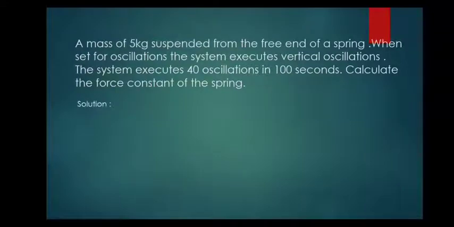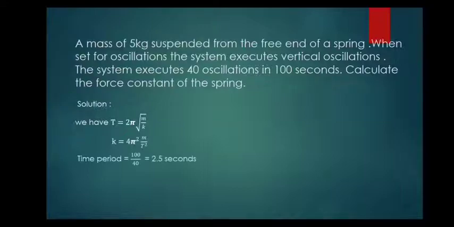To solve this problem, we have to make use of the formula T = 2π√(m/k). On squaring and simplifying, you can write k = 4π²m/T², where T is unknown but can be calculated by knowing the number of oscillations and the time taken for it.